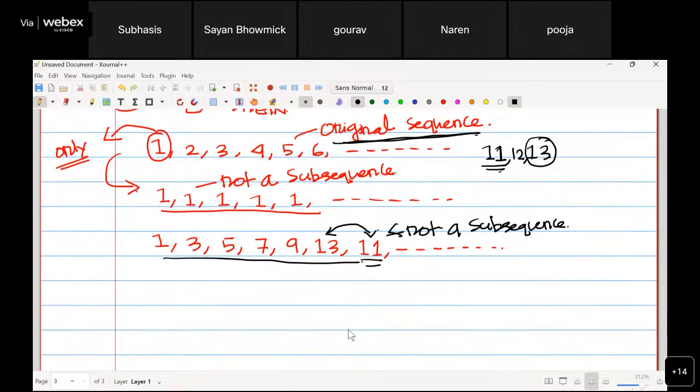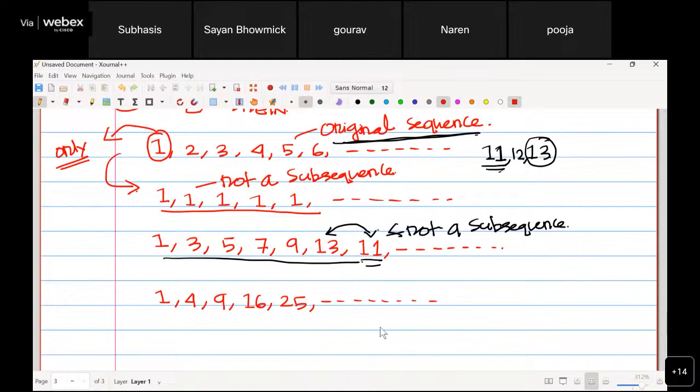Okay, let me take one more example. Suppose I take this one: 1, 4, 9, 16, 25, 36, and so on. What about this one? Is it a subsequence? Yes, this is a subsequence.